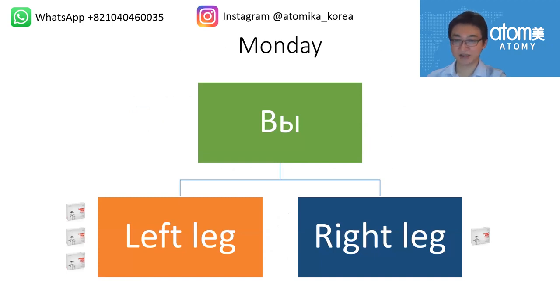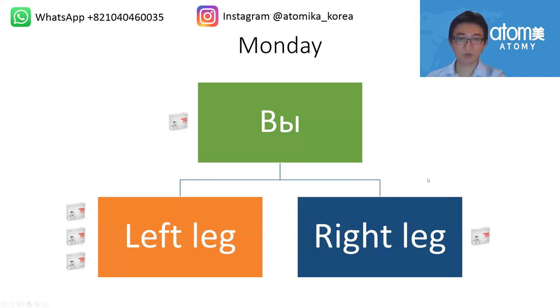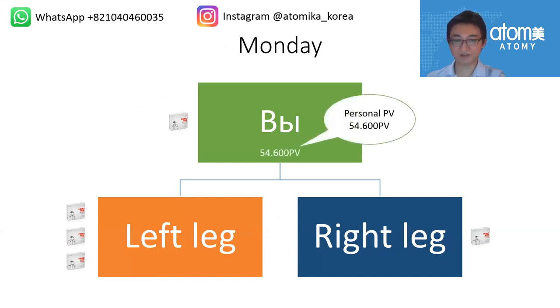So let's say it's Monday and 3 people on your left bought 3 Hemohims and 1 person bought 1 Hemohim on your right leg. And you yourself bought 1 Hemohim. And that way you have your personal PV that equals 54,600 PV.